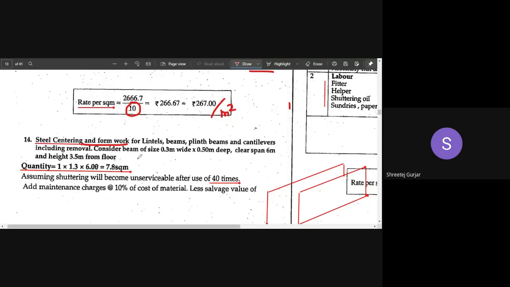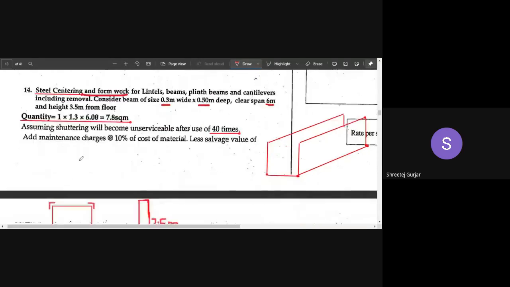Now, consider a beam size of 0.3 meter wide, 0.5 meter deep, and the span of this beam is 6 meters. I have drawn a beam formwork over here. You can see the width they have given as 0.3 meter wide. The depth of this beam is 0.5, and the span of this beam is 6 meters.